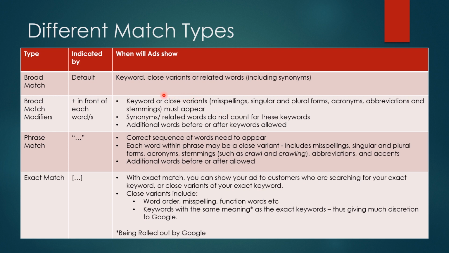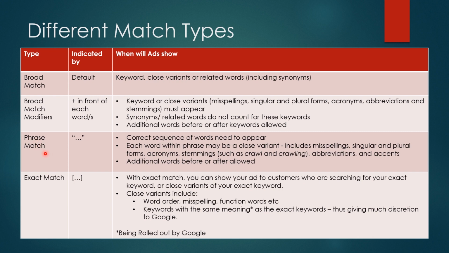And the interesting thing is a close variant is defined as a misspelling, a singular and plural form, an acronym, abbreviation, and stemming. The interesting thing about broad match modifiers is the relevant words or word that have the plus in front of them must appear in order for the specific ad to run. Synonyms or related words do not count for these keywords. However, additional words can appear before or after the specific keyword.